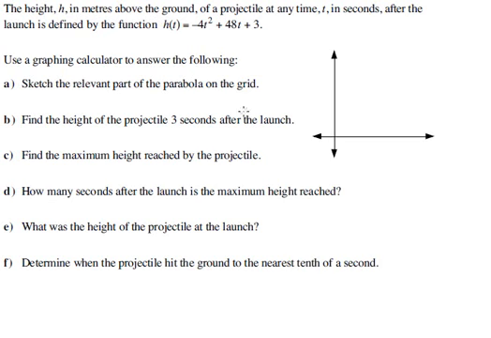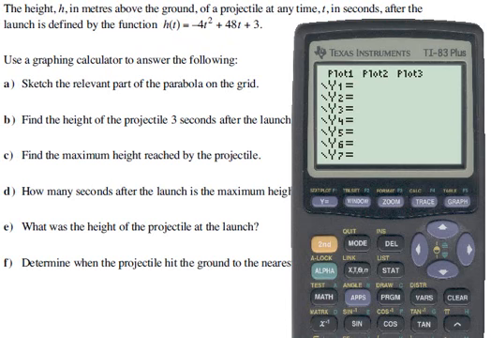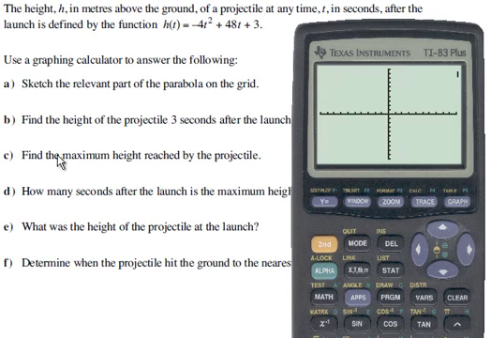Alright, we're doing rocket science. The height of a projectile after its launch is defined by this. They want us to sketch it on a grid before we do anything else. So if you have the equation minus 4t squared plus 48t plus 3, graph. Now, they say they just want the relevant part on the grid.